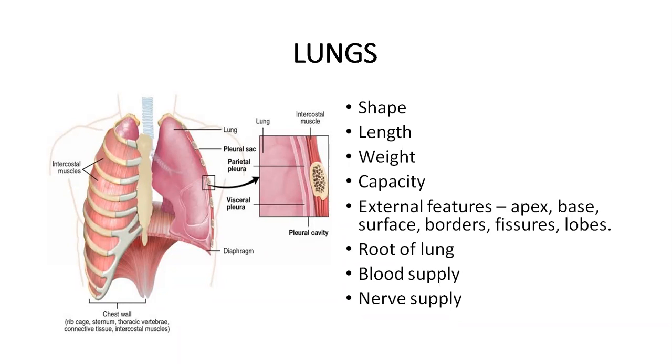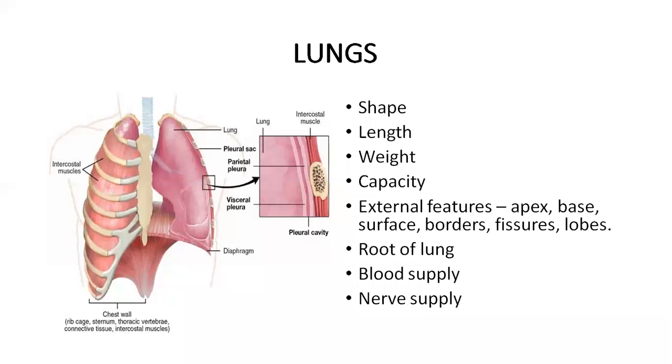So then the blood supply. The arterial supply is from the bronchial artery, which is a direct branch of the descending aorta. The venous drainage is by the bronchial veins. The right bronchial vein drains into the azygos vein, and the left bronchial vein drains into the accessory hemiazygos vein. So this is about the blood supply.